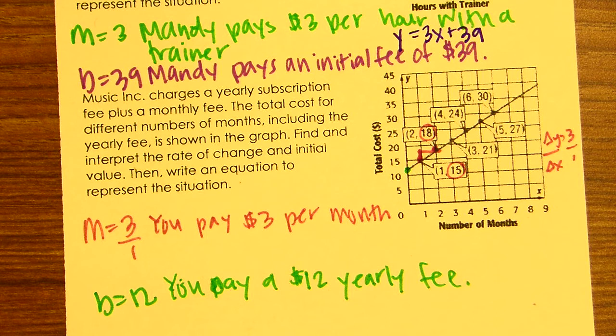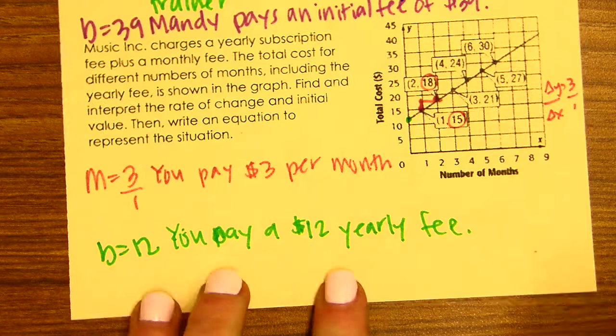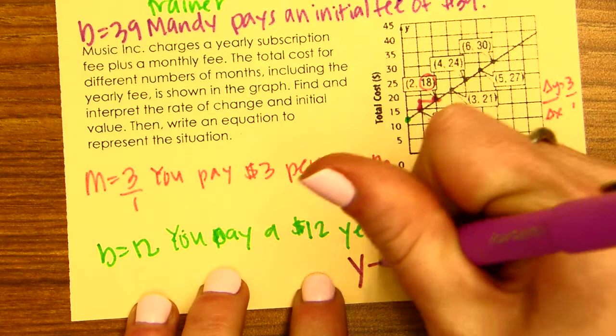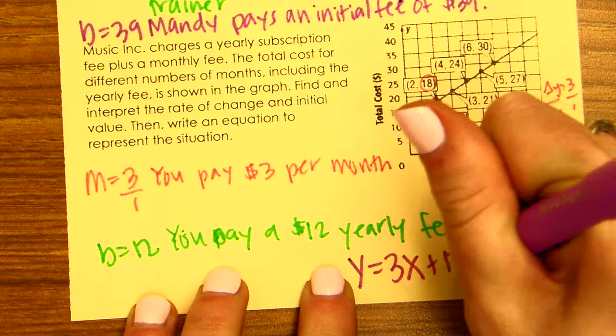So for the equation for this relationship, I would say y equals 3x plus 12.